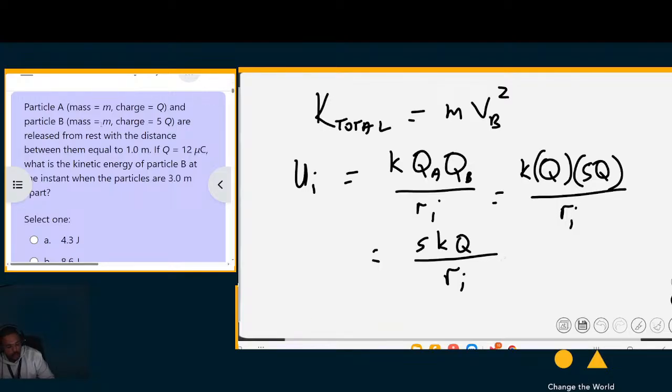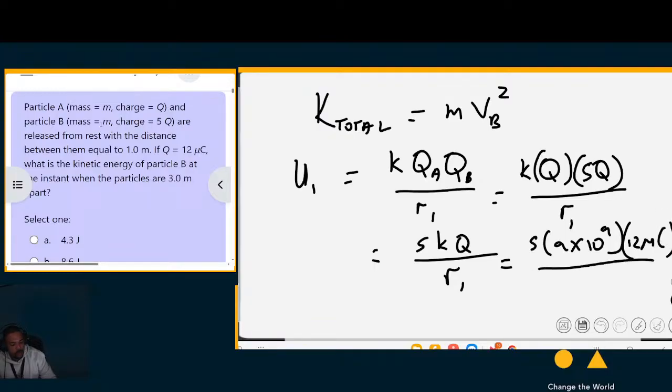If we substitute in all the constants, we get 5 times 9 times 10 to the 9. I don't use 8.99, it's 9 times 10 to the 9, multiplied by 5, that's already there. The charge they tell us is 12 microcoulombs, over the initial distance of 1 meter.